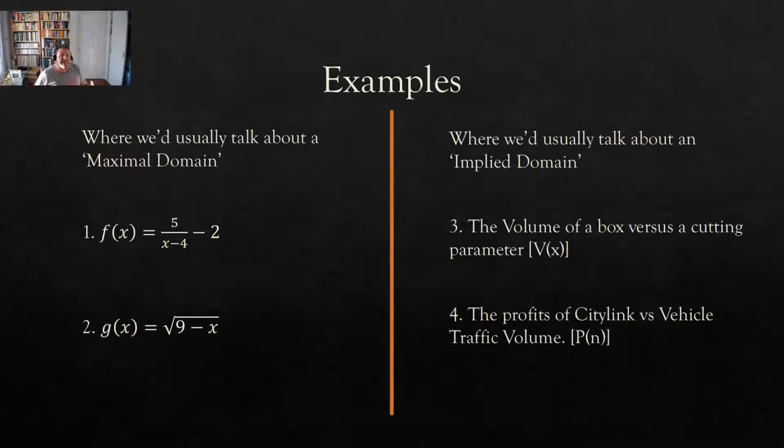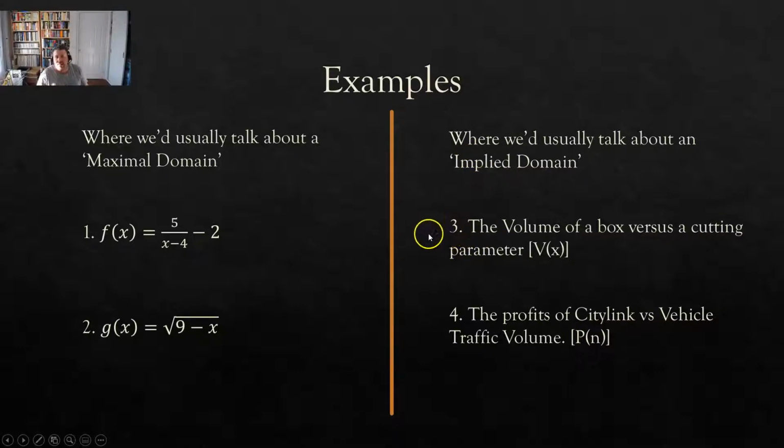So here are the examples we're going to go through. The first two are what we normally talk about when we talk about a maximal domain, where we're just given a function and we ask which x values work. One has a 5 divided by an x down here, and the other one has a square root in it, and I'll show you what we do with each of these. The other two are where we'd normally talk about an implied domain, which means you've got to work it out for yourself.